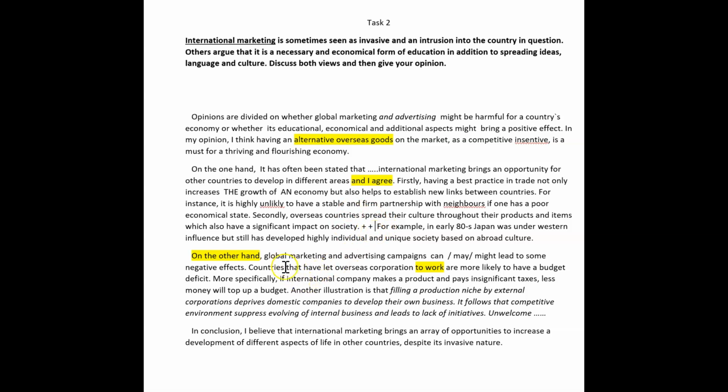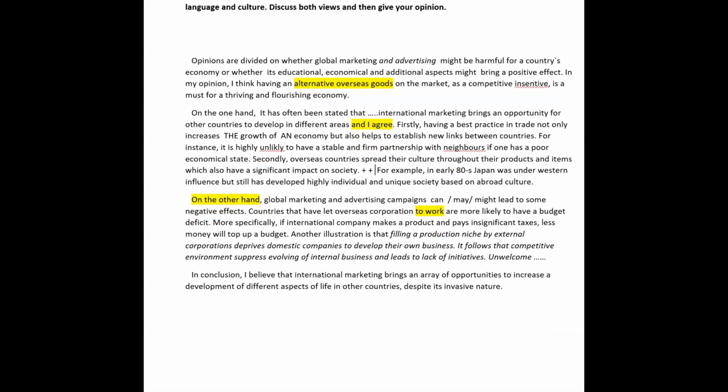Same here. You're giving me 3 things, 3 points, but no development. So you need to develop it. That will help your task achievement and your coherence and give you a chance to get in some more good vocabulary, okay? "Brings an array of opportunities despite its invasive nature." Okay, so don't repeat the words that are in the question. But you've got some good things in here.